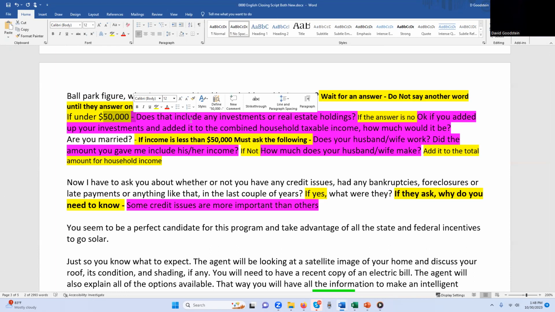If it does not include the real estate holdings, if you added up your investments and added it to your combined household income, what would it be? Okay. Still no. Or yes, are you married? Because this is part of the script. We need to know if they're married or they're not. If they're married, both the husband and the wife must attend the appointment.